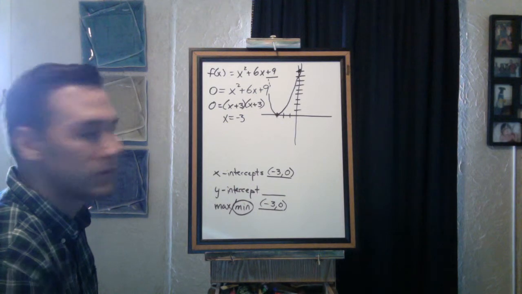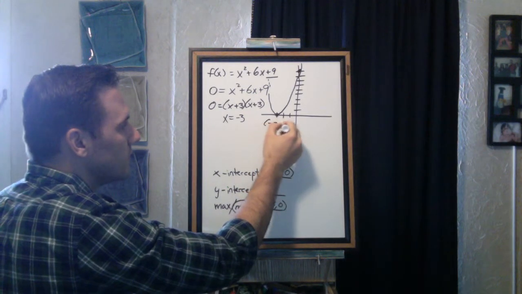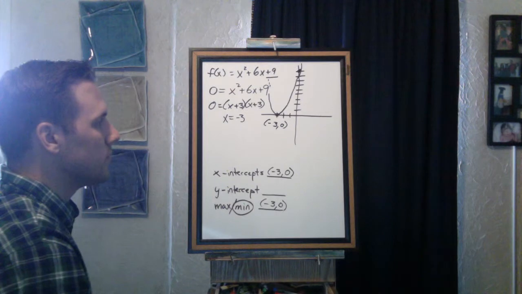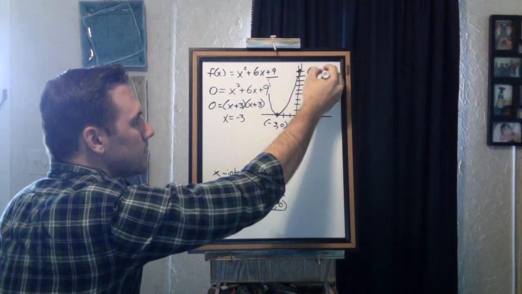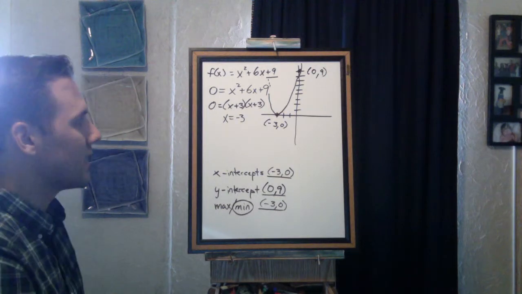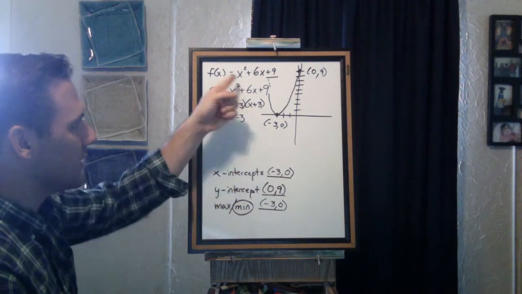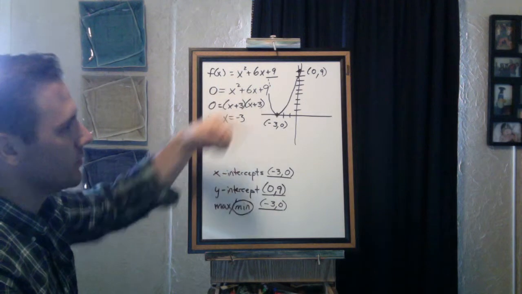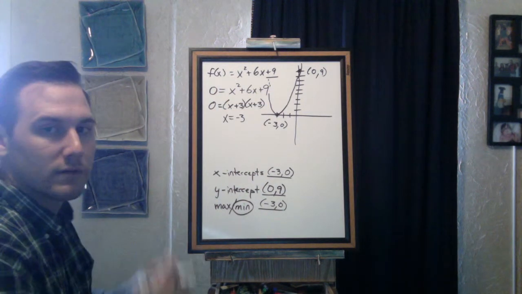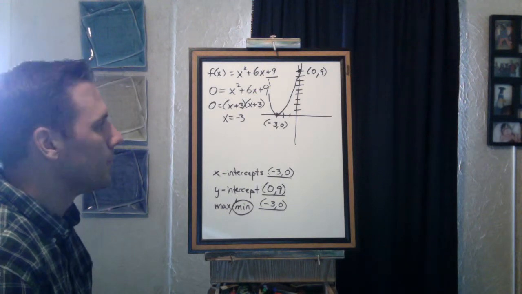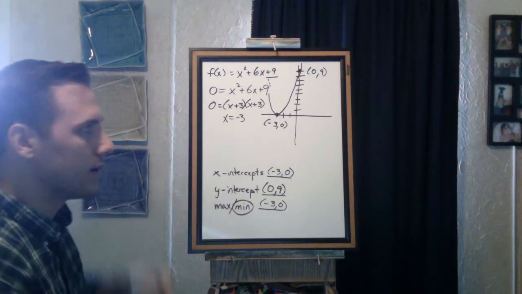So we have our point: negative 3, 0 is the x-intercept and the minimum. And our y-intercept is at 0, 9. If you want to be a little more exact, you could plug in some other values. Plug in negative 2, for instance, and see what you would get. Plug in negative 1, and that would give you a few more exact points to make your graph a little more accurate. But these are the key features and just a very rough sketch of a graph.